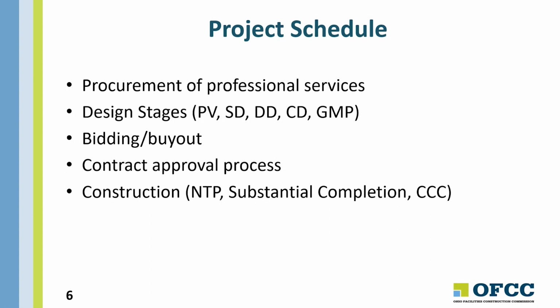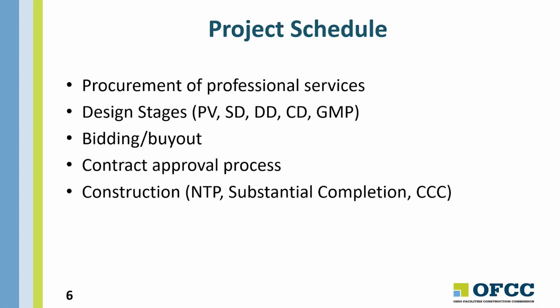Buyout would be in a CM at risk or design build contract where the CM or design builder is procuring the services of subcontractors as well as getting suppliers of material and equipment to provide them pricing so that they can buy out the project. The contract approval process, if it needs to go to the controlling board, which it usually does if state funds are involved. There may be some times when you're using purely local money and it may not need to go to the controlling board, but it may need to go to your board of trustees.